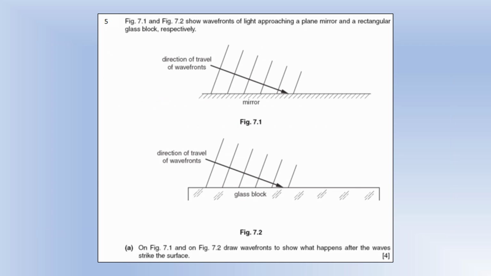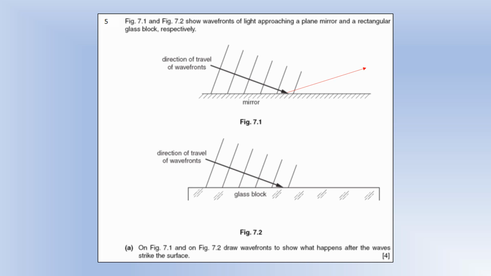Okay, so we're going to look at a wavefront model of light. So this is very much how Huygens, however you want to say his name, envisions the passage of light. So first we've got them approaching a plane mirror, and then we've got them approaching a rectangular block. So he wants us to draw wavefronts to show what happens.